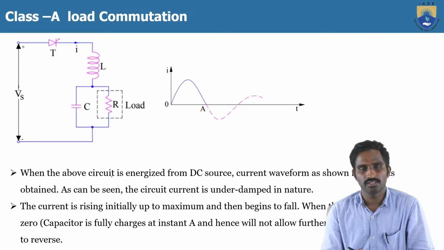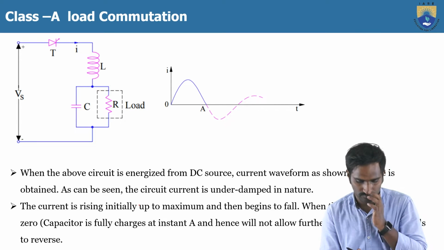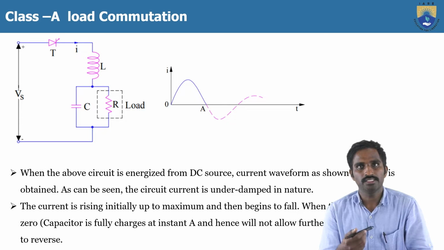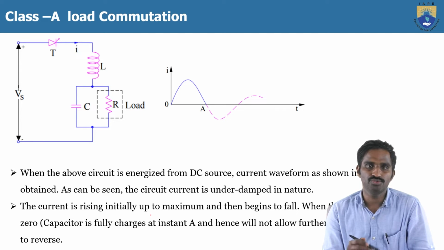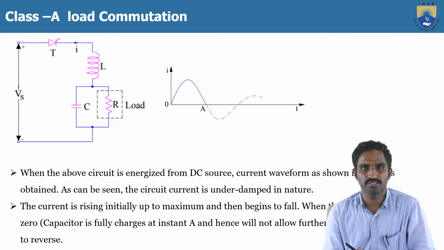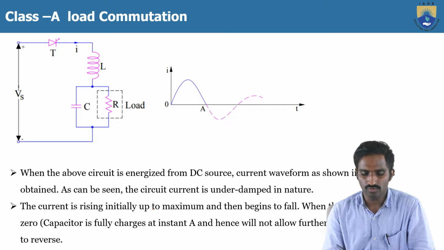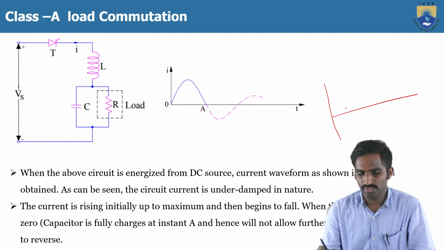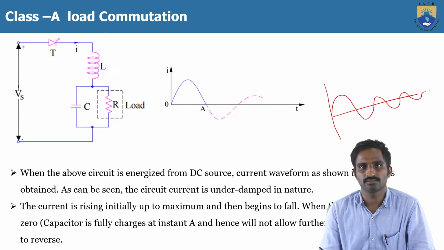Then coming to the process, how the commutating elements will be used to turn off the thyristor. As we know, here this is an RLC series circuit. The nature of the RLC series circuit is underdamped. As we know how an underdamped circuit will behave, it is something like this. After some time it will get into the steady state.